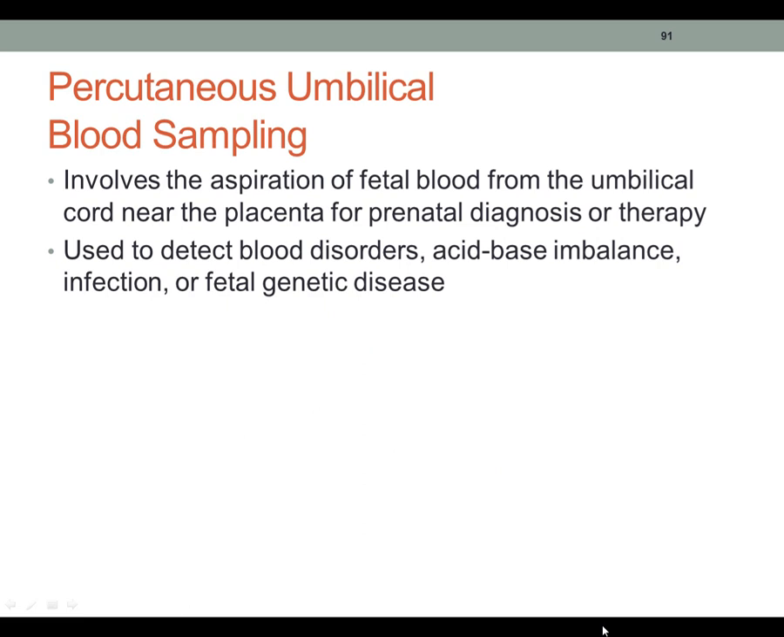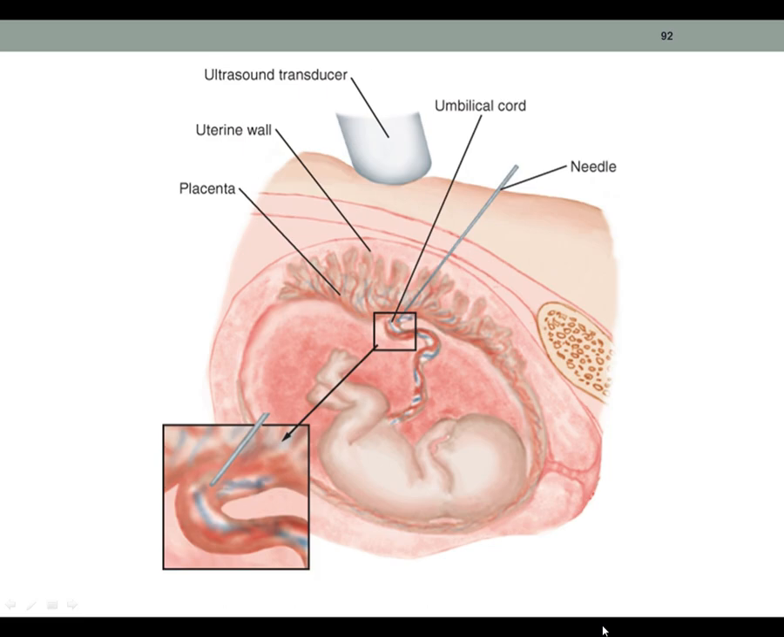So the next one is the percutaneous umbilical blood sampling, and this is where we take fetal blood from the umbilical cord to do some diagnosing or some therapy. It can help detect blood disorders, acid-base problems, infection, or a fetal genetic disease. In this example, you see we actually have to use an ultrasound to guide the needle so that we're able to get into the umbilical cord at the right place in order to aspirate some blood out.